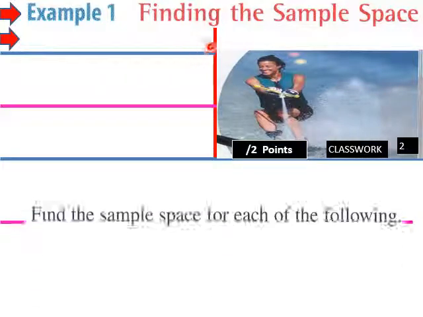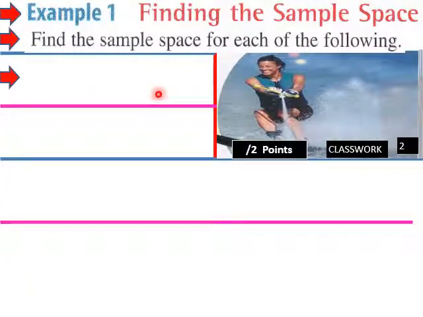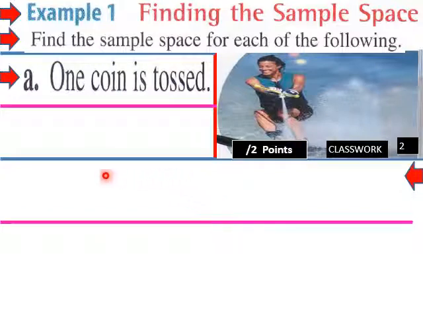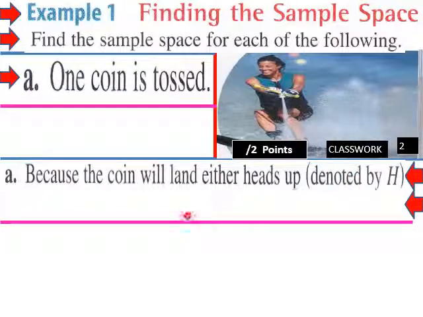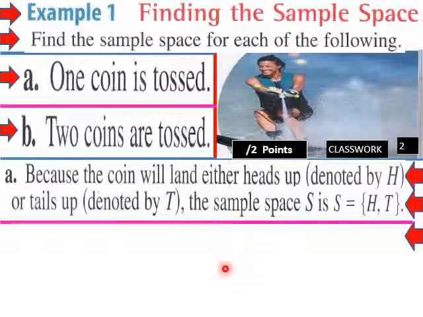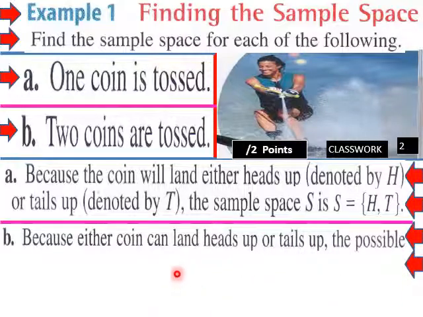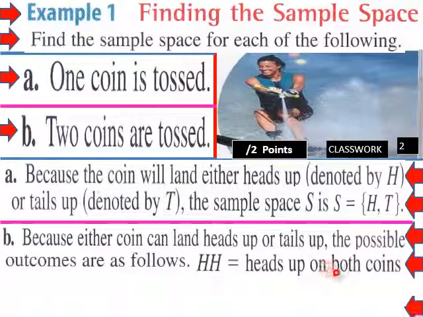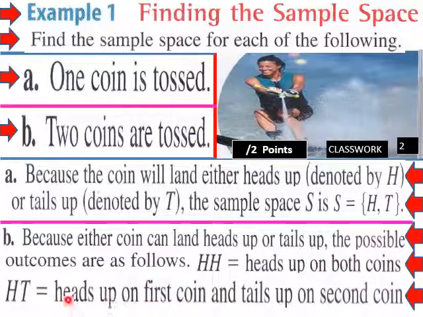So we have a sample space here. Let's find a sample space for one coin tossed. Because the coin will land either heads up, denoted by H, or tails, denoted by T, the sample space for a coin toss would be H, T. So your sample space would be H, T. And then for 2 coins tossed, because either coin can land heads up or tails up, the possible outcomes are HH, which equals heads up on both coins, and HT, heads up on the first coin, tails up on the second coin.